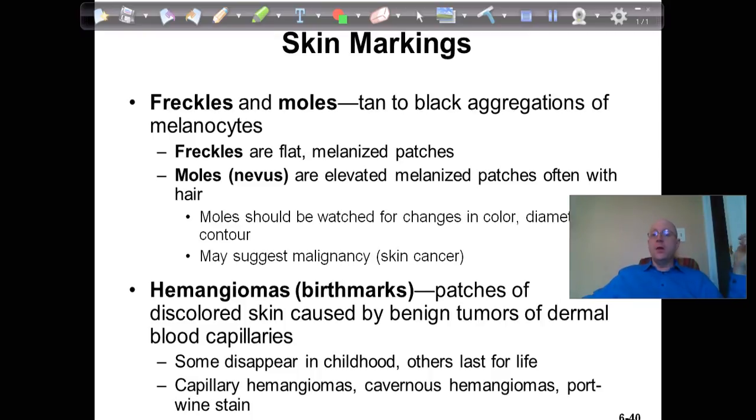Okay? But not all birthmarks are going to be because of these blood vessel growths. Sometimes birthmarks are just going to be thicker clusters of melanocytes underneath the surface of the skin. So just a particularly large freckle. I have one on my leg. All right, but there we go.